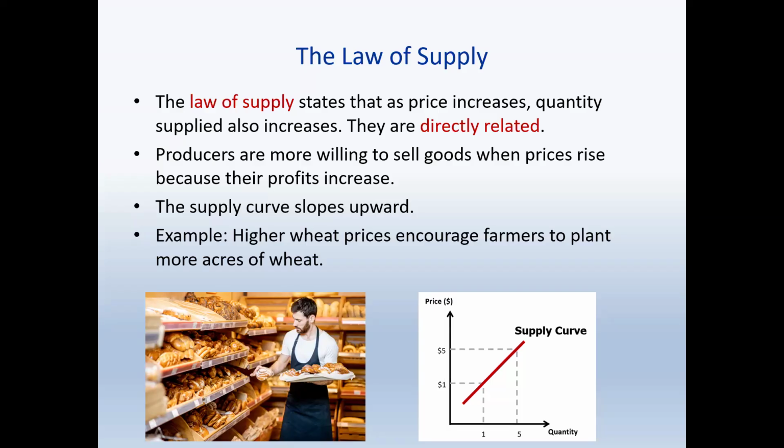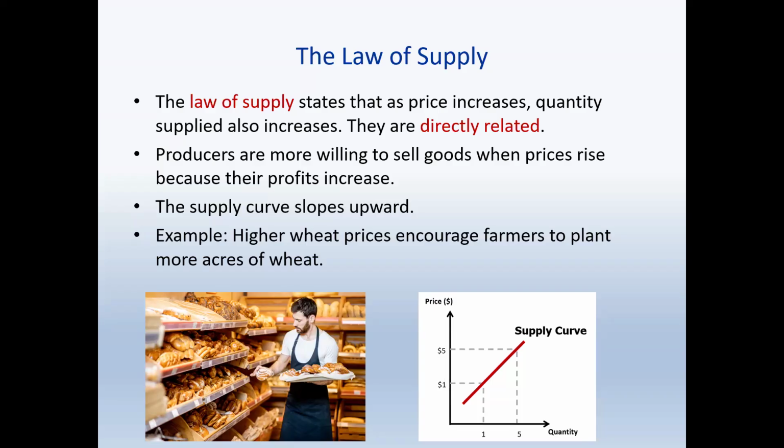This law is a little harder to understand than the law of demand, but think about it from the perspective of the producer. Suppose you have a bakery, as you can see at the bottom left, and you have a choice between selling bagels, breads, croissants, or other baked goods. If the popularity of croissants increases and you can make more money for them because their price is going up, you're likely to focus on producing more croissants.